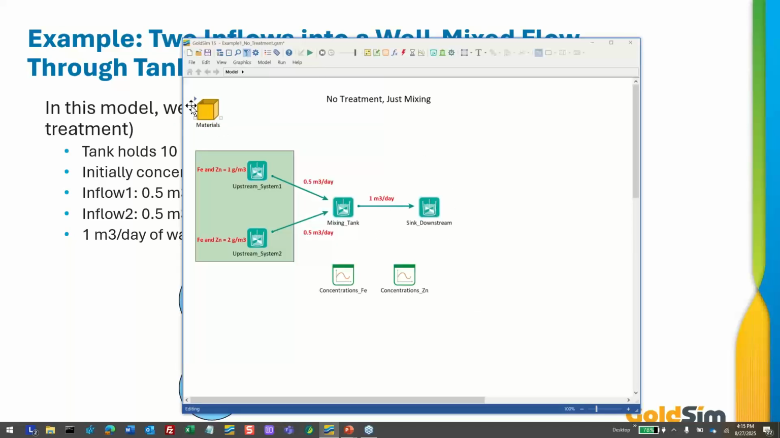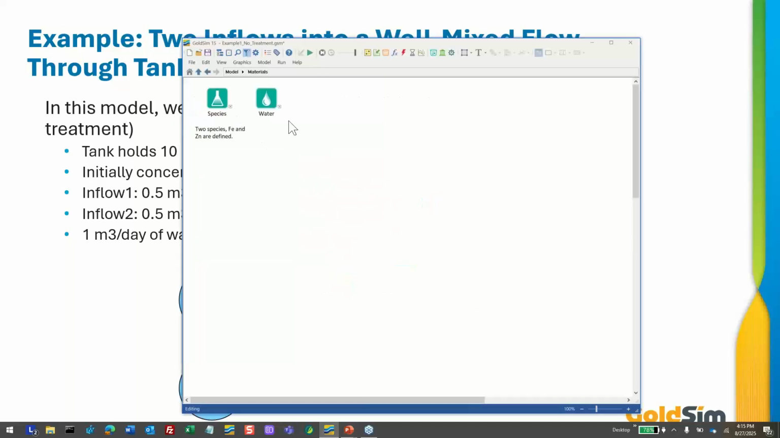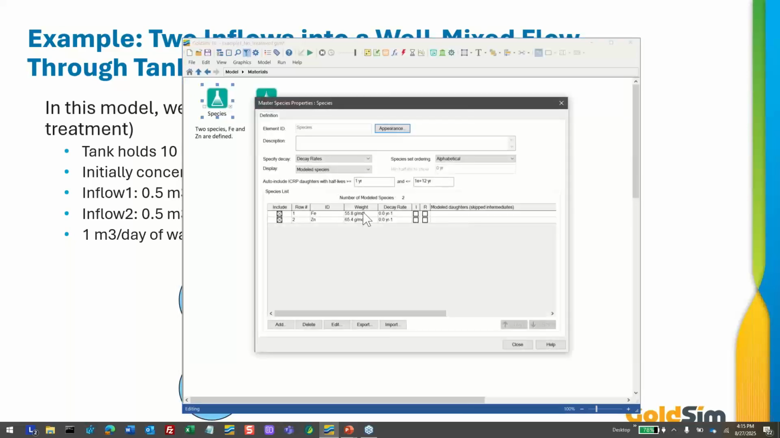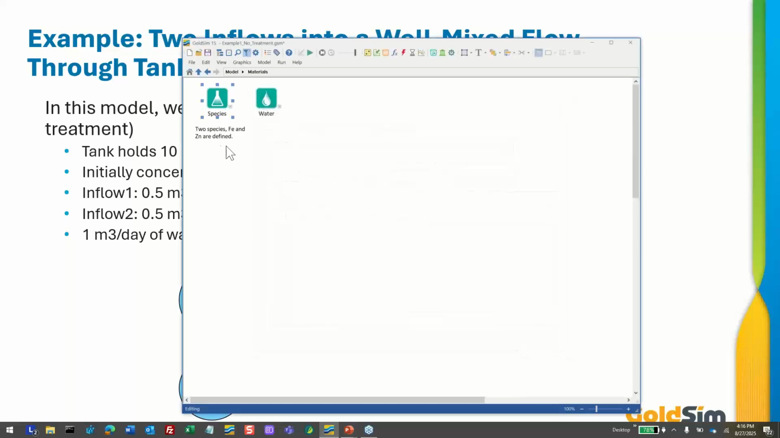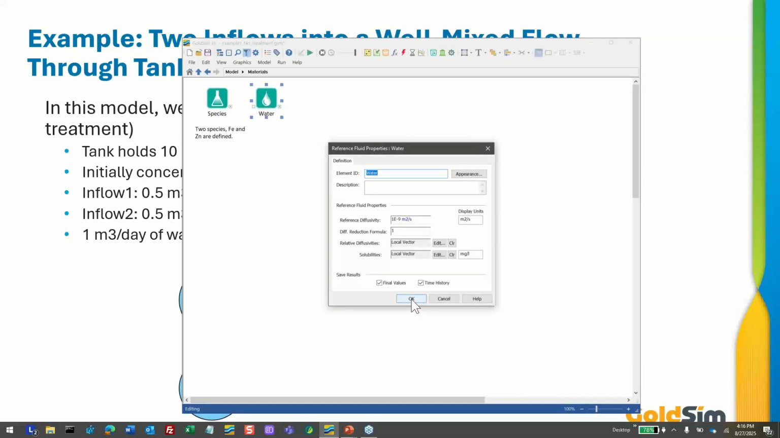Just to go back and talk about how we set this model up, here's our species, and we just have iron and zinc. We do have molecular weights here. We don't really need these in this particular example. I just put them in for completeness. GoldSim doesn't know this; I had to type these in myself. I have something called iron and something called zinc, and I haven't speciated them here. It's just iron and zinc. We have a fluid called water, and it doesn't have any properties that we need to specify. There's no solubility specified here. The solubilities are infinite.